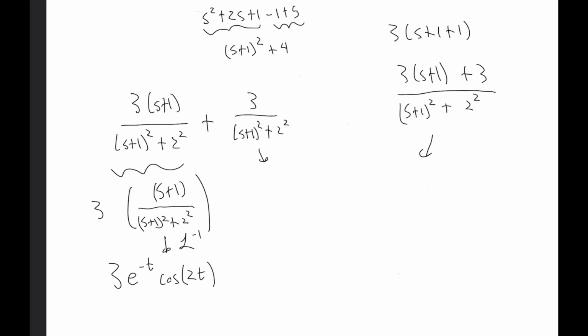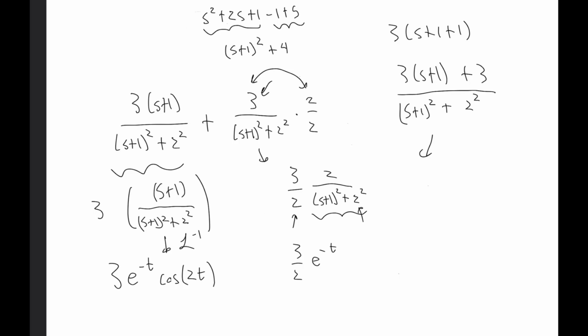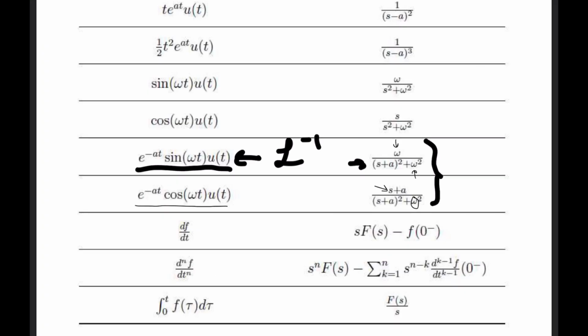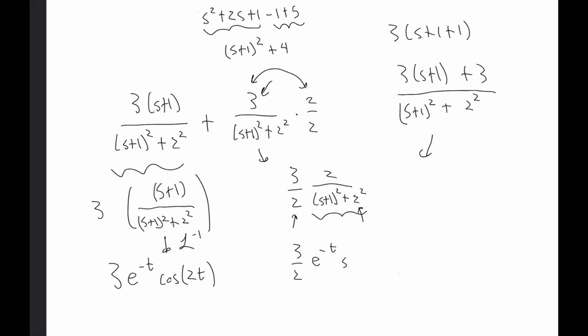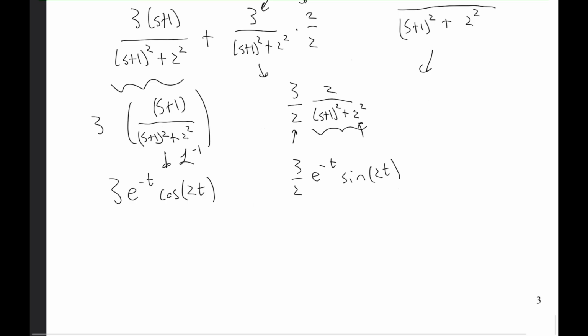And then we can work with this one a little bit. What we need here is for the numerator to be equal to ω. So what we can do is multiply by 2 over 2, which is like multiplying by 1. We'll swap the places of these two. So we get 3 halves times 2 over (s + 1)² + 2². Now this is a constant out front. We get 3 halves e^(-t), and now we get sine because we're in the form of ω over (s + a)² + ω². So we get sine of 2t, and these are added together.